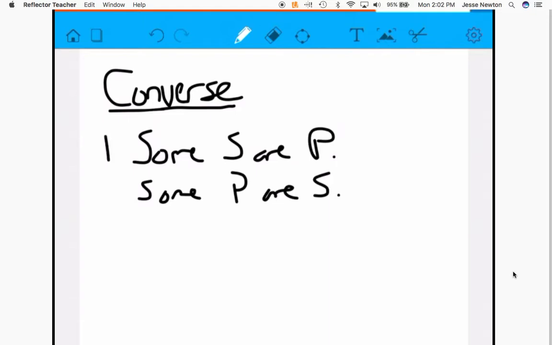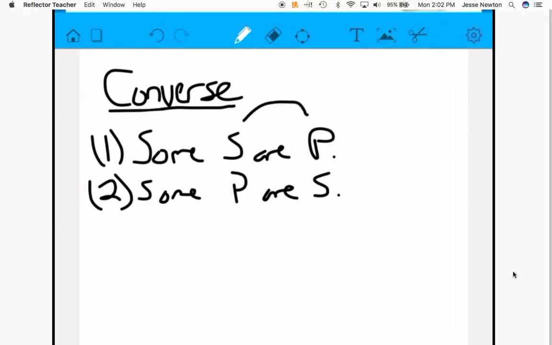Notice that I'm going to just write 1 here and 2 here so we can keep these straight. That 2 is the converse of 1 and 1 is the converse of 2, because we've just swapped the predicate term with the subject term. Well, we can Venn diagram these in order to determine whether or not they are logically equivalent. And here's how we do that. We draw up our Venn diagrams just as before.